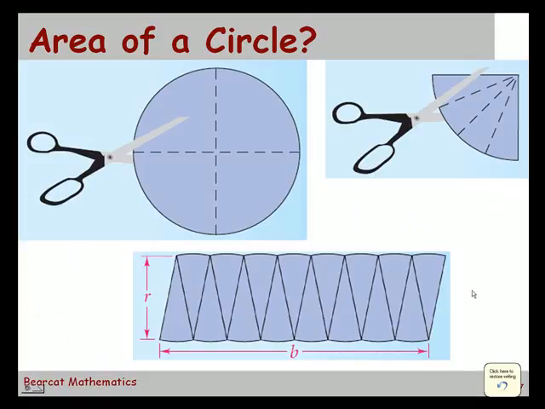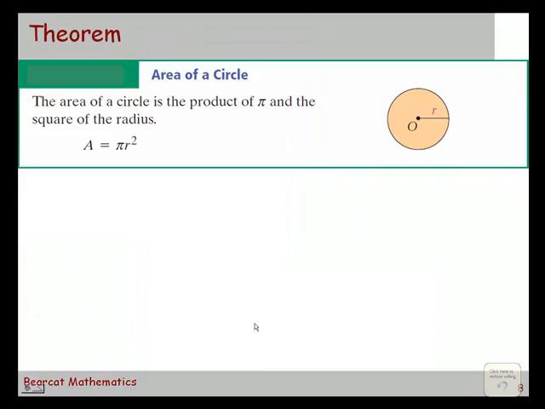All right, let's move on here. Most of the time what you see is the theorem or the formula: the area of a circle is the product of pi and the square of the radius, r. So area equals pi r squared. Sometimes we confuse that with circumference, but if you remember that area has to be a square unit, you'll remember there's a square in the formula. Circumference has to be a linear unit, so there's not going to be a square in the formula.